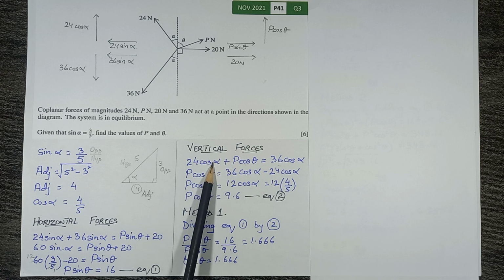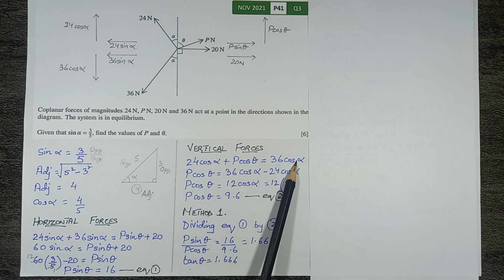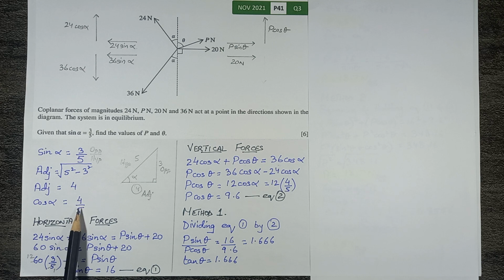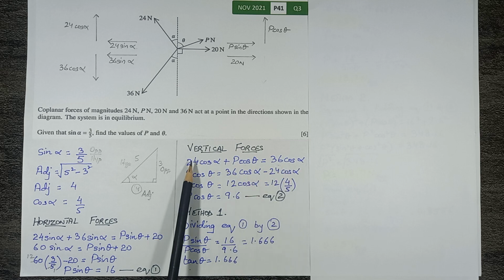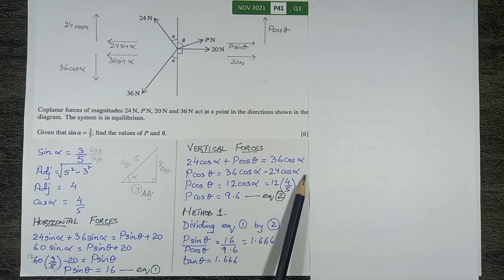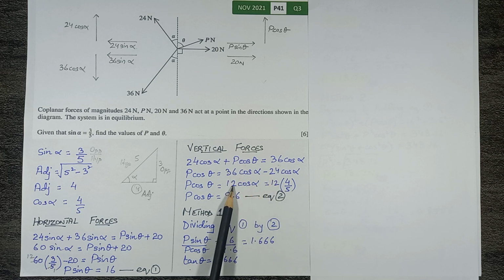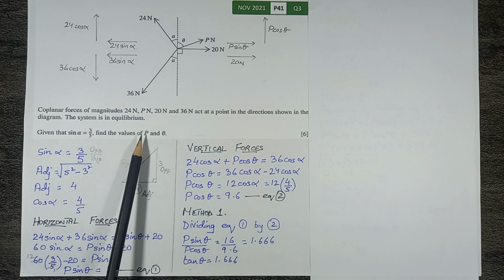We have the value of cos alpha. We could place this 4 upon 5 and then simplify it. So p cos theta over here would be equal to 36 cos alpha, moving that to the other side, minus 24 cos alpha. 36 minus 24 is 12 cos alpha, and 12 multiplied by cos alpha, which is 4 upon 5, after simplification would be 9.6. So p cos theta is 9.6, the second equation.